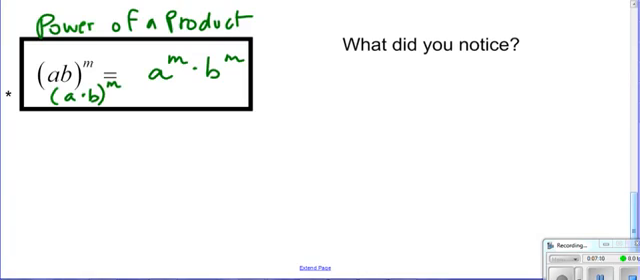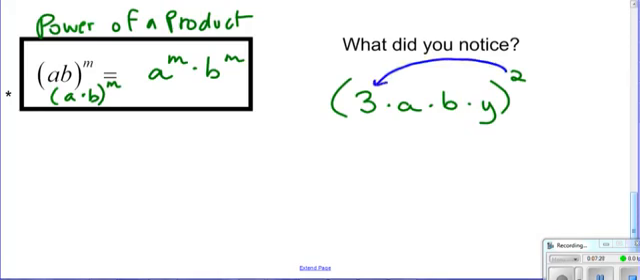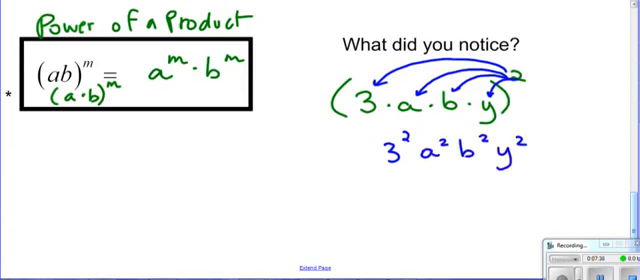The most common instance where you would see something like this would be if you had 3 times A times B times Y, and then to the power of 2. Well, the 3 would get the power of 2, the A would get the power of 2, the B would get the power of 2, the Y would get the power of 2. So 3 squared, A squared, B squared, Y squared. This is the most common situation you would see that in, because we couldn't multiply those first, because we don't know what A is, we don't know what B is, we don't know what Y is.